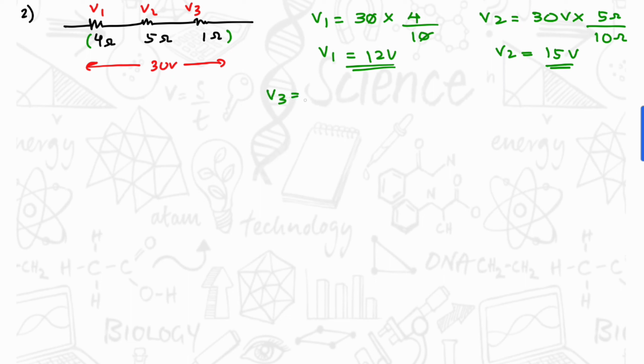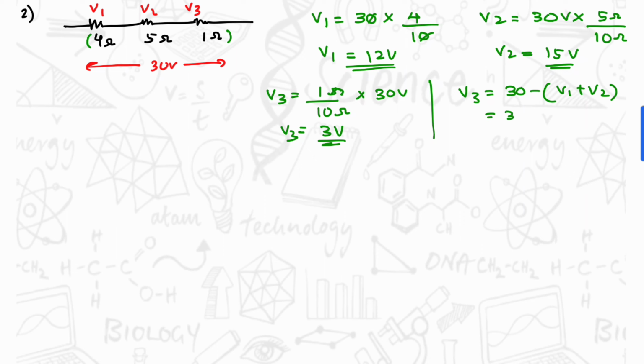In order to find V3, we can use the same equation, which is 1 divided by the total equivalent resistance, which is 10, multiplied by the total voltage drop, that is 30 volts. Or we can simplify V3 by subtracting V1 plus V2, which will be 12 plus 15, from 30, and that will be 3 volts. On to the next topic, we have resistors in parallel.